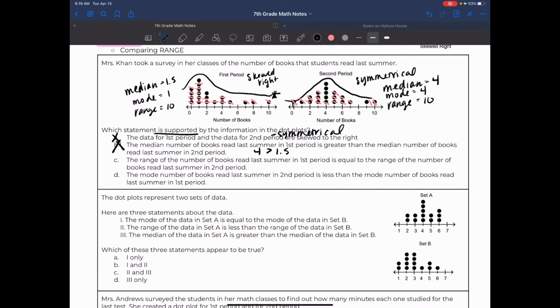Looking at answer choice C. The range of the number of books read last summer in first period is equal to the range of the number of books read last summer in second period. Well, I already know that that's true because both my ranges are 10.